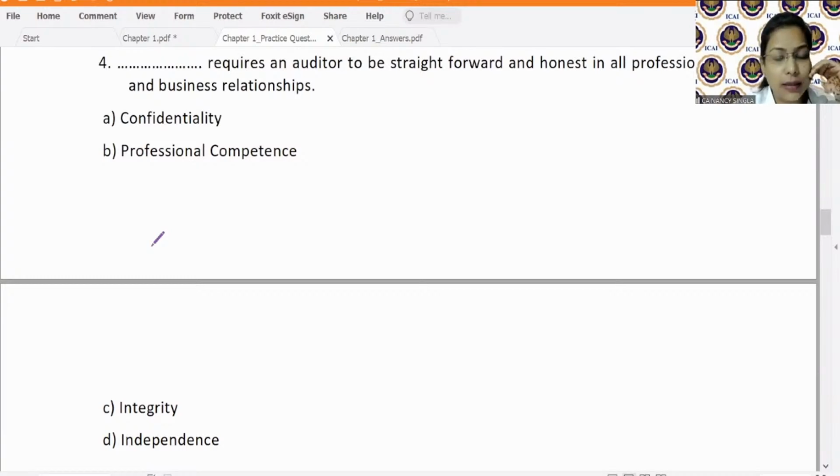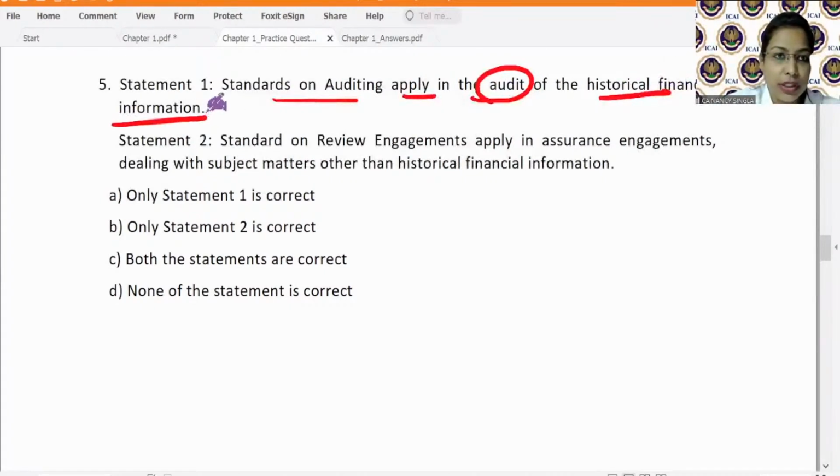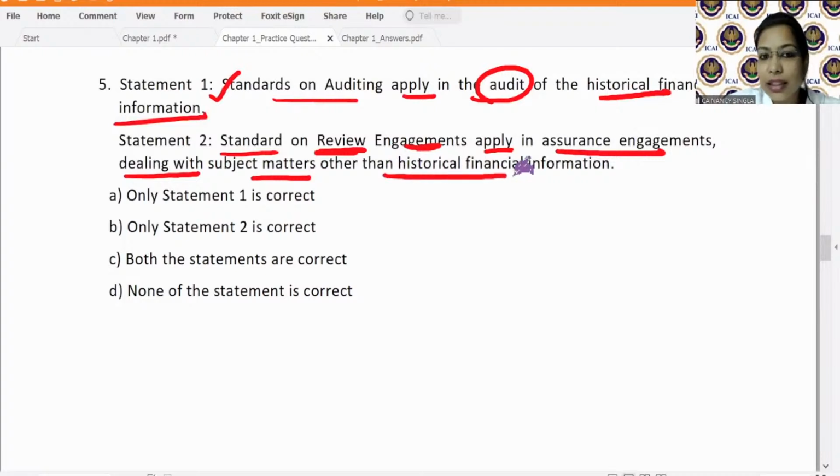Send in your replies. So this is basically referring to the definition of the term integrity. Fifth, standards on auditing apply in audit of historical financial information. That seems correct. Standards on review engagements apply in assurance engagement dealing with subject matter other than historical financial information. This is not correct. So the answer is what? Only statement 1 is correct.